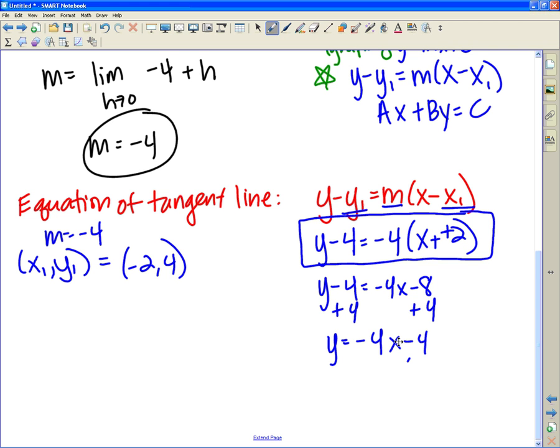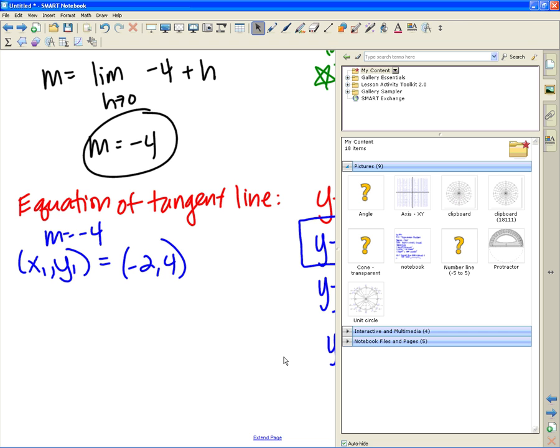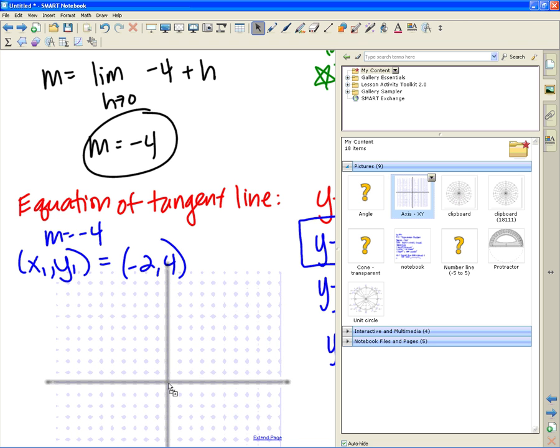So the last thing that we want to do is graph. Do you guys want me to give you graph paper right now? Okay. Hold on just a second. Let me get my graph pulled up. Maybe. Oh no. Don't do this. It is so slow.